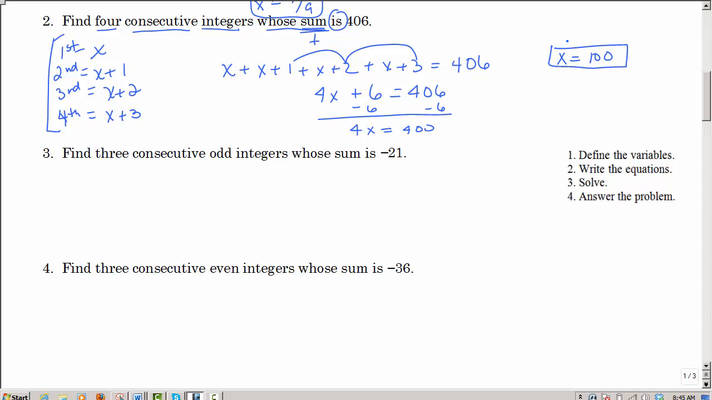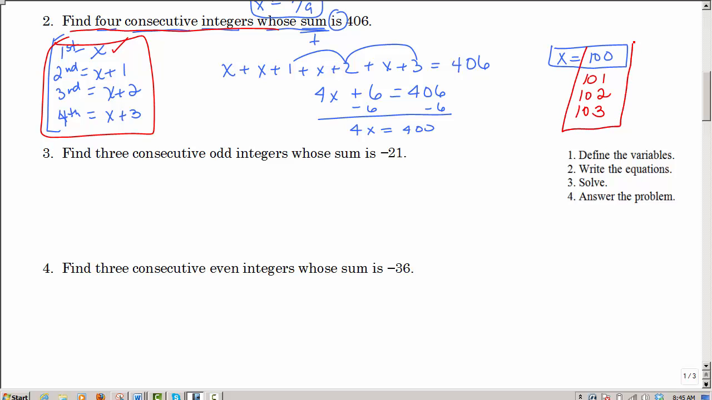Now if I were to stop right there, I'd get it wrong. Well, I get partial credit, but I didn't do what it asked me to do. Find 4 consecutive integers. I got to go back to here. All right, I found x, so that's 100, but what's the next one? That's right, 101, then 102, then 103. That's what you want to find, 4 consecutive integers. And if you added those up, you would see that really is 406.